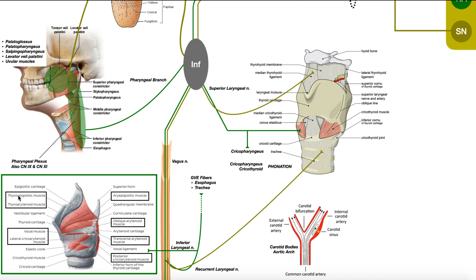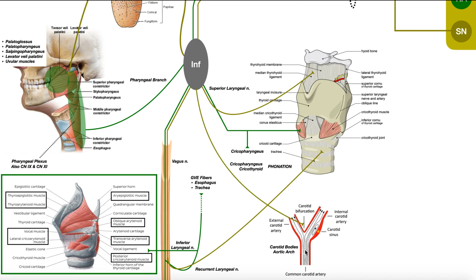For example, thyroepiglottic, thyroarytenoid, aryepiglottic, oblique arytenoid, transverse arytenoid, posterior cricoarytenoid. There's also a vocal muscle called vocalis and the lateral cricoarytenoid muscles. So again, these two over here are innervated by the external laryngeal nerve, and then all the others, which is actually most of them, are innervated through this branch of the recurrent laryngeal nerve.